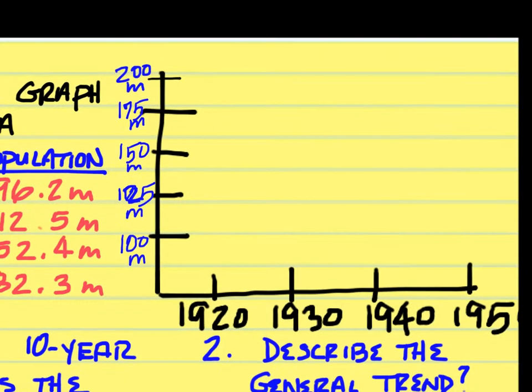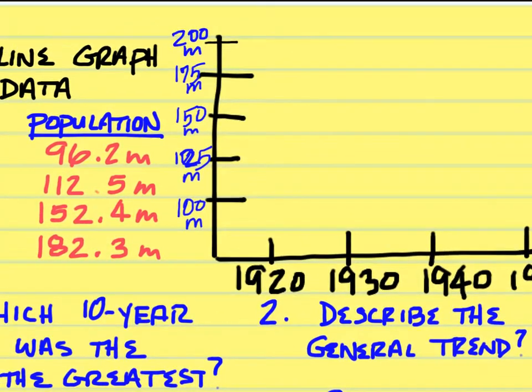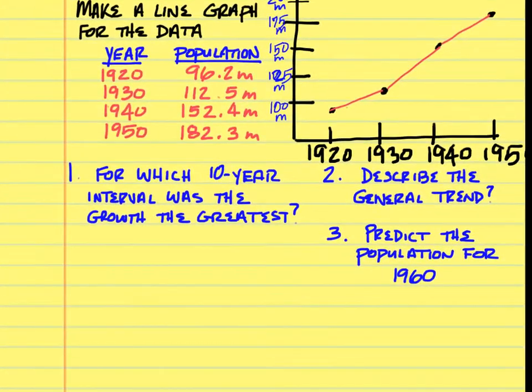And then plot your points. So we're going to start with 96.2, that should be approximately here. 112.5 is going to be about here. 152.4 about here. And 182.3 right about there. Connect the dots like this, and then answer the questions.